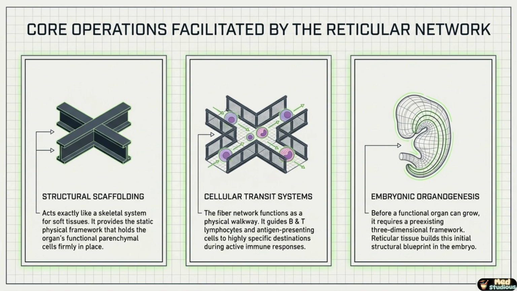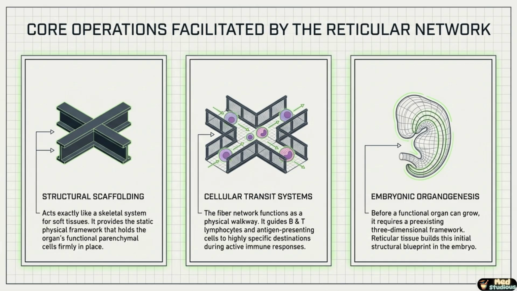By deploying this tissue in these specific locations, the body facilitates 3 core operations. Operation 1 is providing structural scaffolding. It acts exactly like a skeletal system for soft tissues, providing a static, unmoving physical framework that holds the organ's highly active functional cells firmly in place so they can do their jobs.